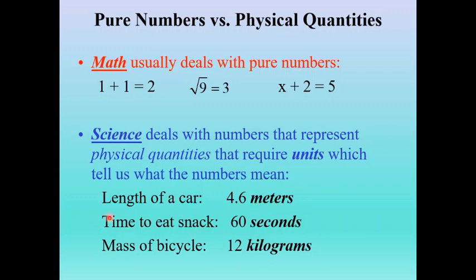Likewise, the time to eat a snack, 60 seconds, tells us the unit of time. The mass of a bicycle might be 12 kilograms. These are three commonly used units that we're going to be using quite often in this course, and we're going to see many other units as well as we go through the course.